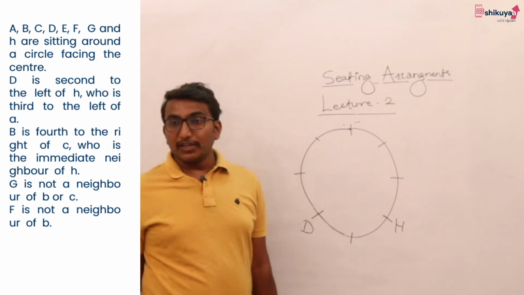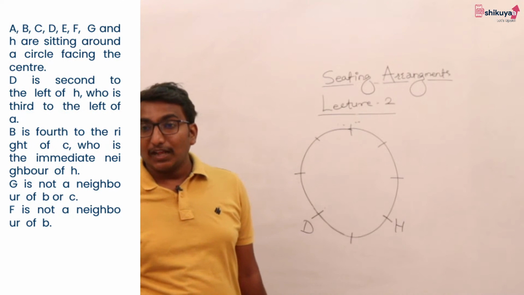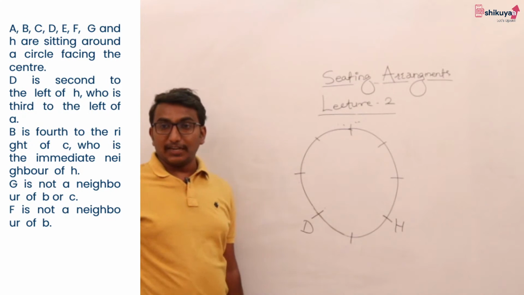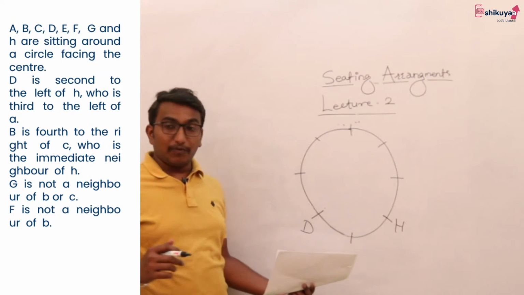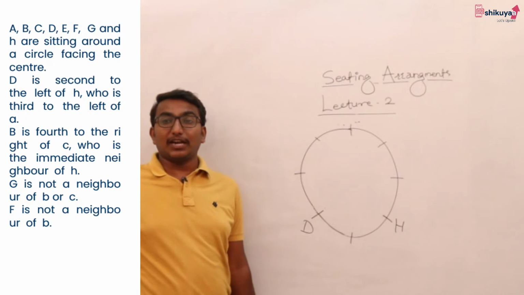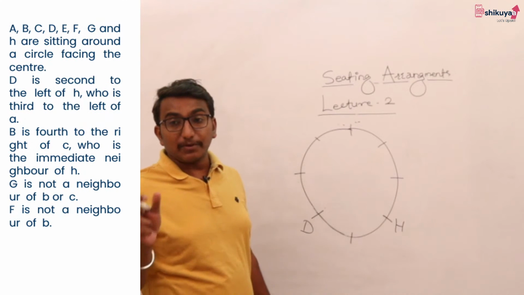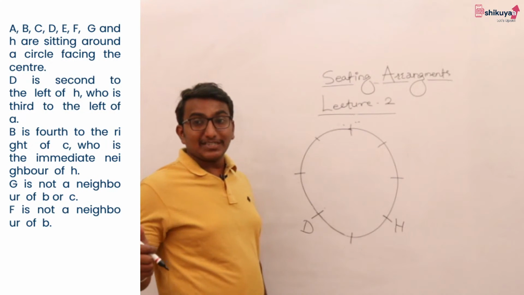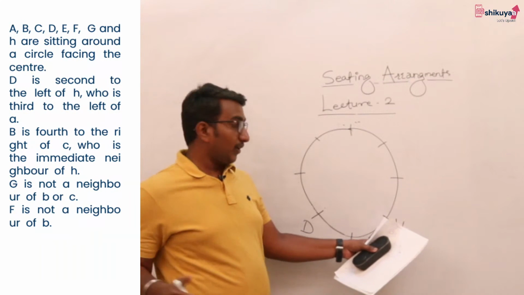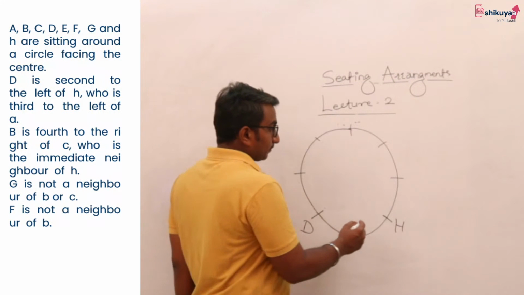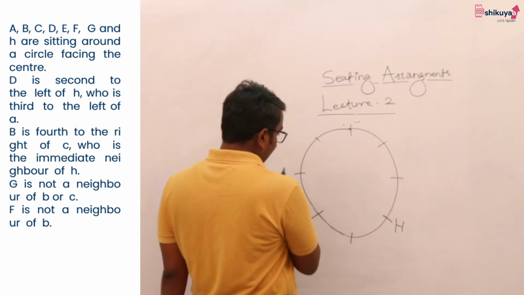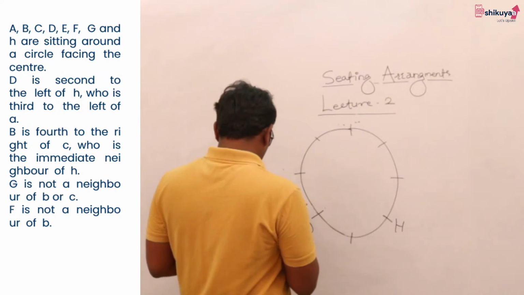Then who is third to the left of A? Now they have given D is second to the left of H, and after the comma, when they again state some information, 'who is third to the left of A', they are stating this information with regard to H. So it means H is third to the left of A. Third to the left of A means from here the left will be this. So 1, 2 and 3. So A should come over here, right?